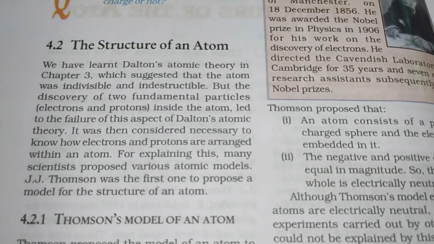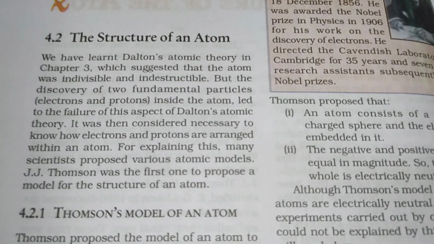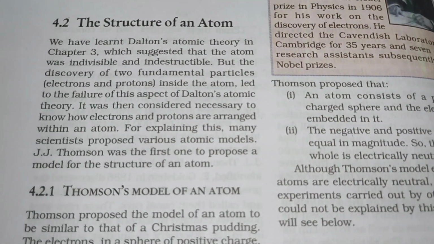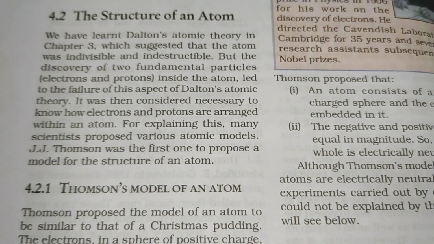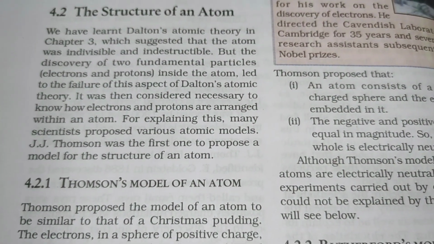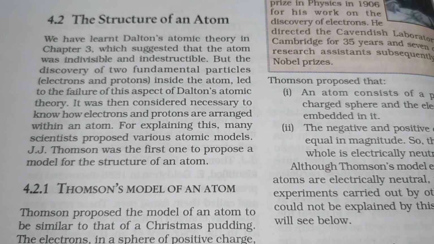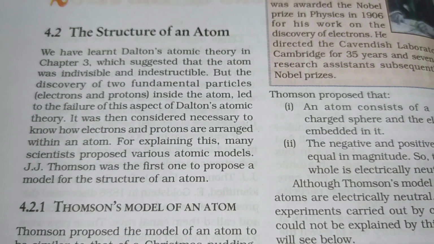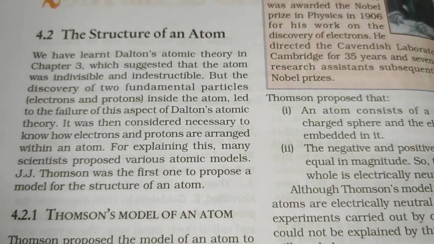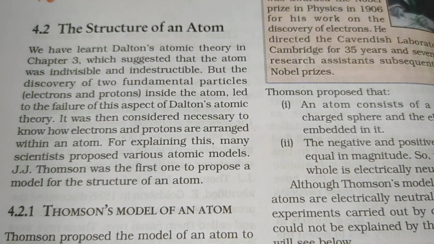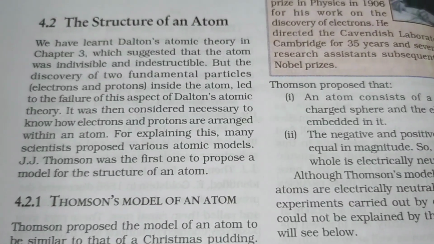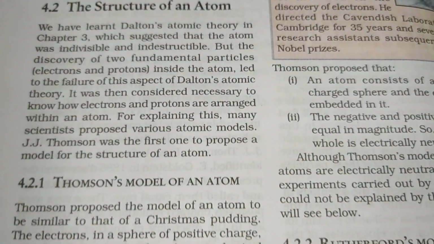So in the last chapter we learned Dalton's atomic theory: that the atom is indivisible, we cannot destroy it. Yes, it is indestructible, meaning we cannot destroy it like this. But after the discovery of these two fundamental particles, electrons and protons, we now know that we can divide the atom, so Dalton's atomic theory failed. And we can see how electrons and protons are arranged in an atom. Now we get the doubt of how these electrons and protons are arranged in an atom.